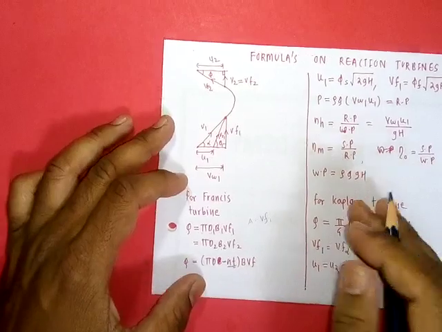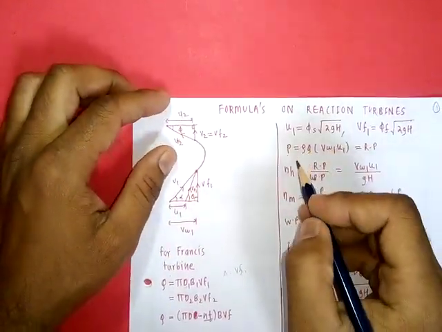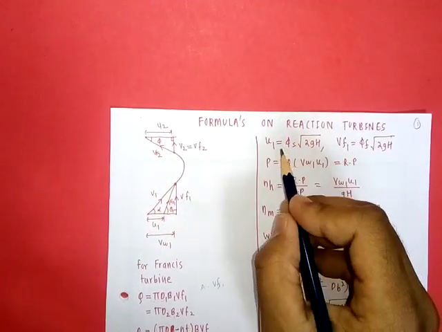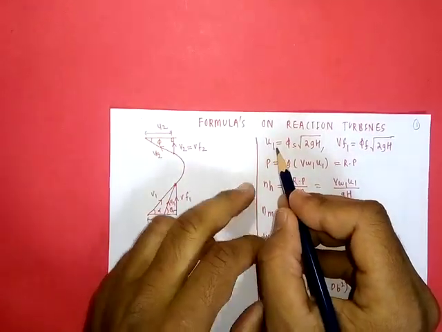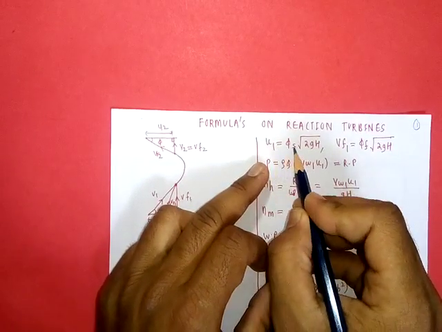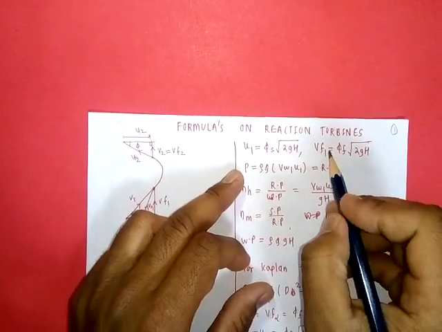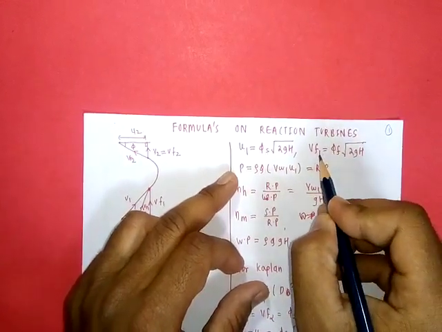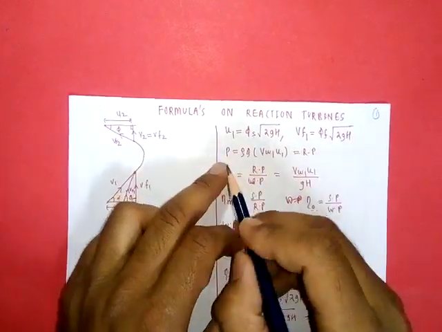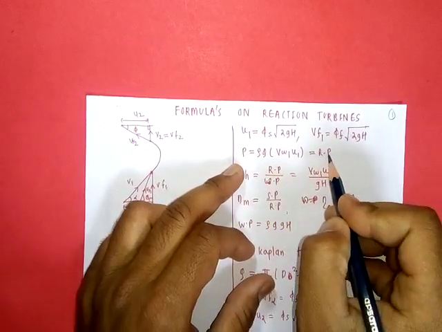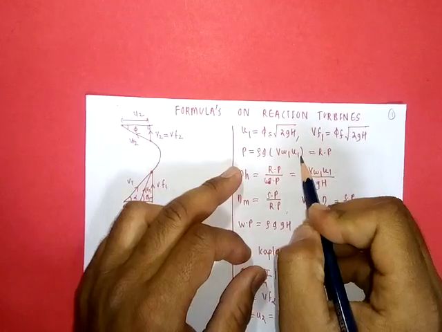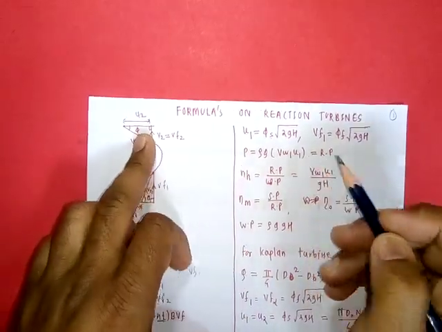This is for velocity. If speed ratio is given, it is given for u1, not for u2. So u1 is equal to phi s root 2gH. Then flow ratio is also defined for inlet, so Vf1 is equal to phi f root 2gH. Then power developed by turbine, or rotor power, is equal to rho Q, that is mass flow rate, into Vw1 u1, because Vw2 is 0 at outlet.